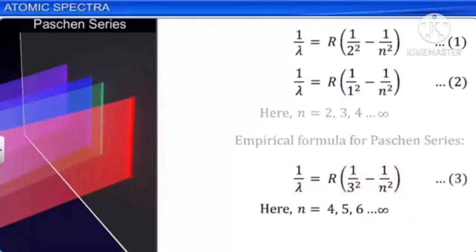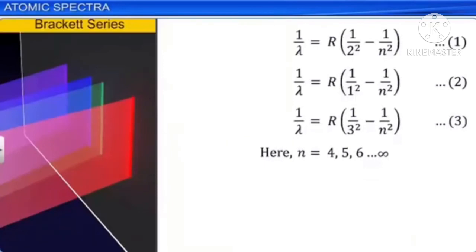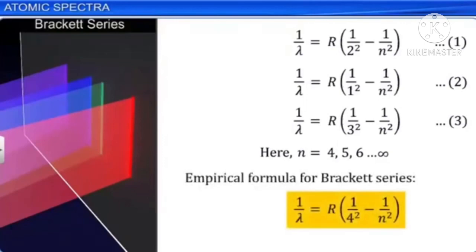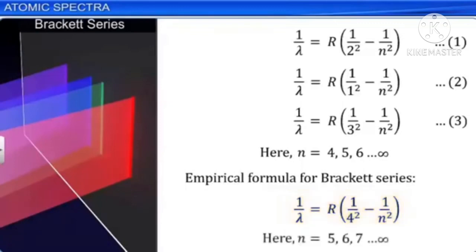The Brackett series has spectral lines which lie in the infrared region. The formula for the Brackett series is 1/lambda = R(1/4² − 1/n²). Here, n is equal to 5, 6, 7, and so on, up to infinity. Let this be equation 4.